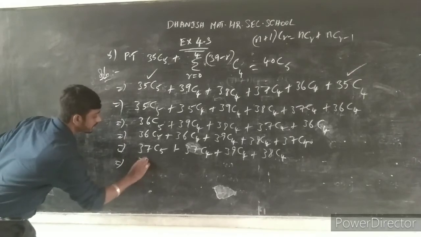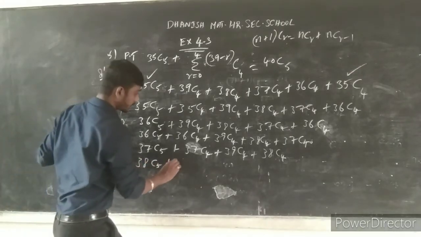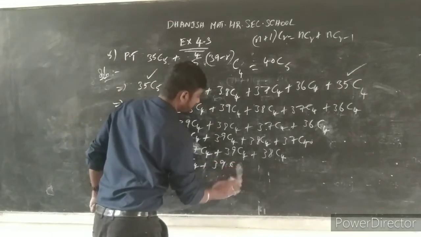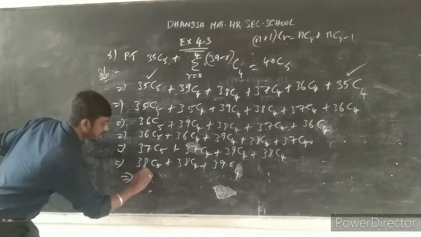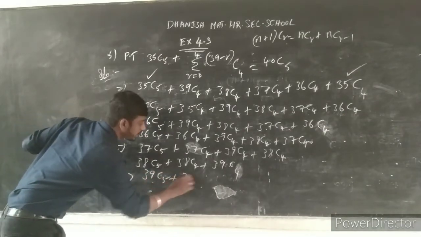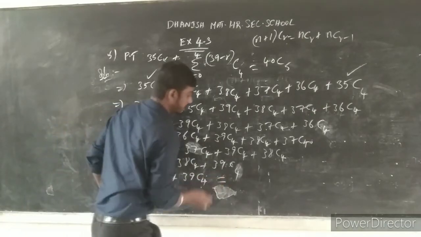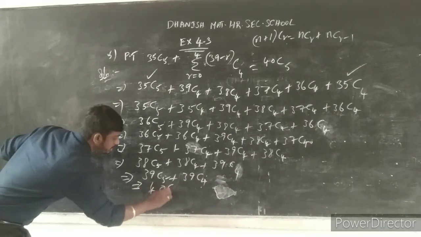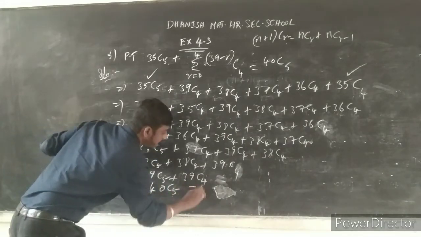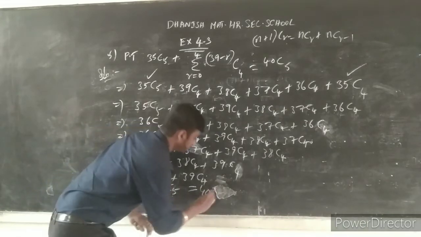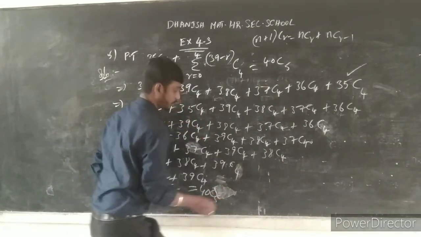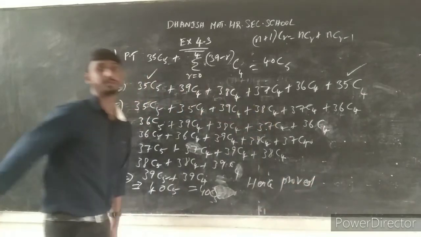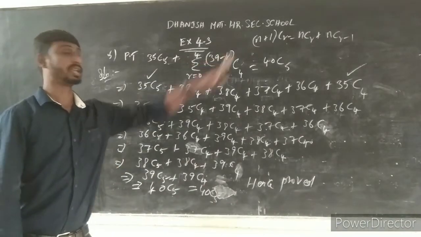You will get this one: 38C5. So now combine this one: 38C4 plus 39C4. So now get this one: 39C5 plus 39C4. You will get the answer, that will be 40C5 using the formula. That will be LHS equal to RHS here. So hence proved. Hence the sum will be proved here. Very easy one using the same formula.